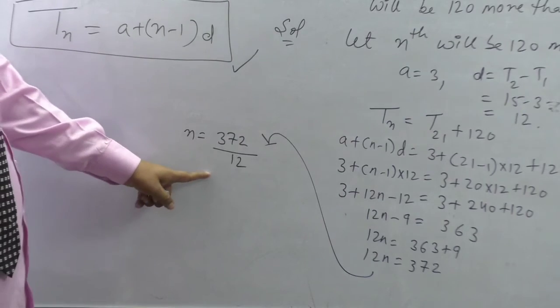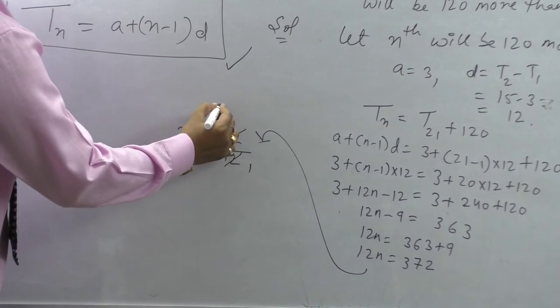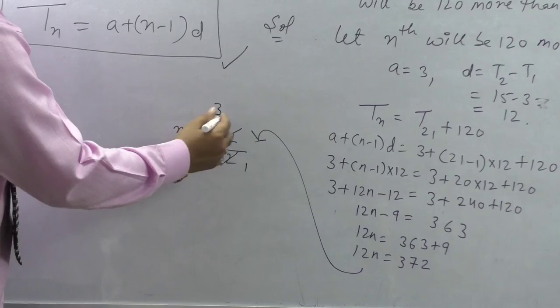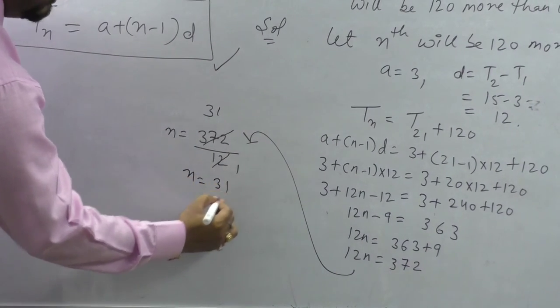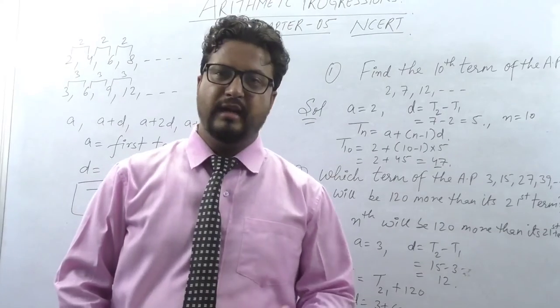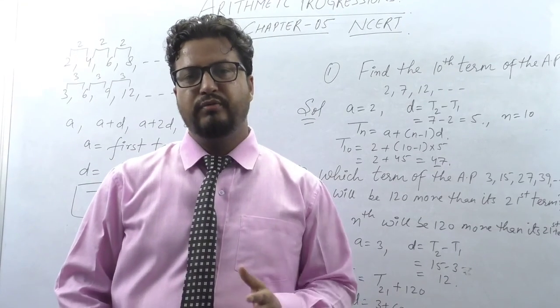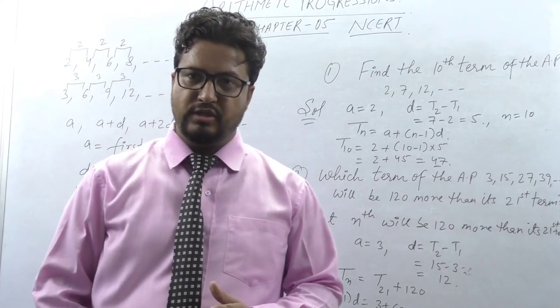Alright, we already know the table of 12. 12 times 1 is 12, 12 times 2 is 24, and 12 times 3 is 36, and so on. So your n value will be 31. So our right answer is the 31st term. So now we understand how to use the formula for the Tn term. I hope all of you understood. Thank you.